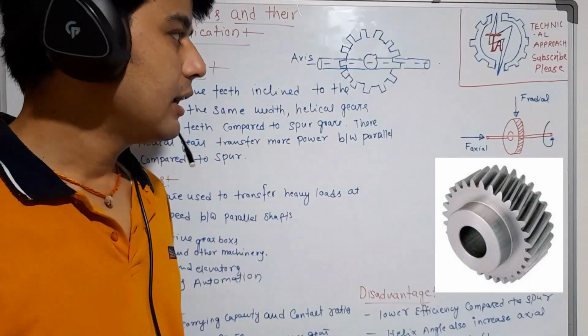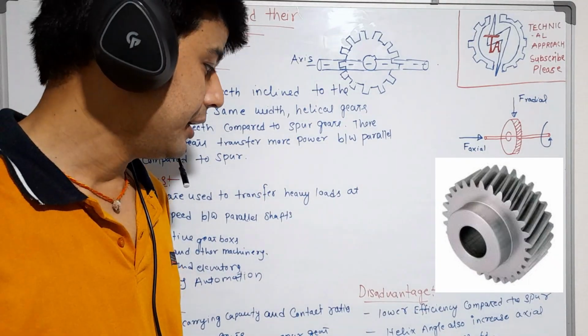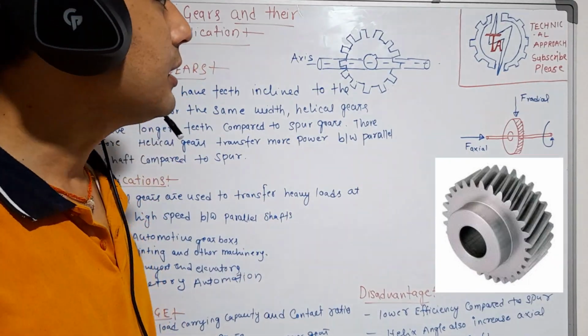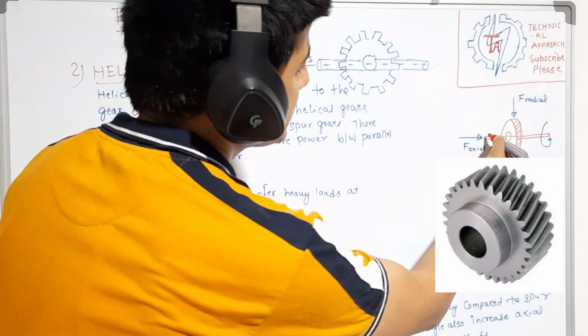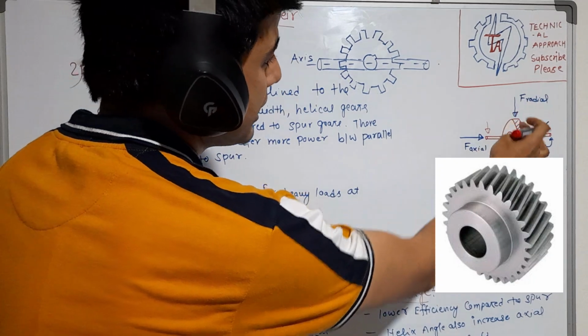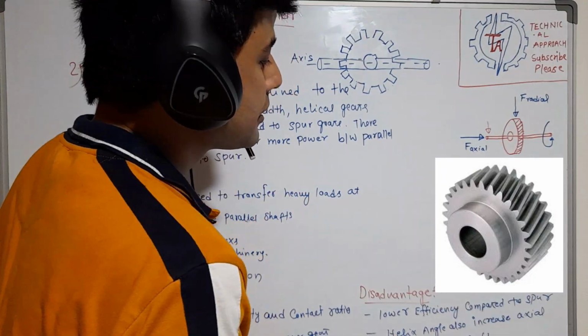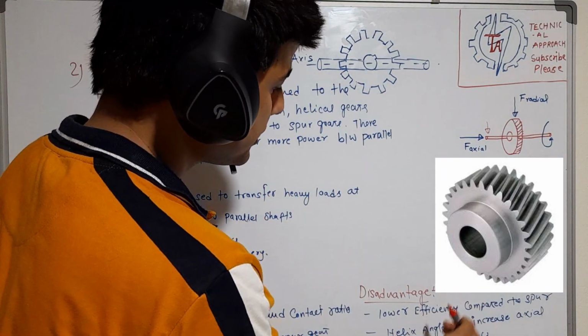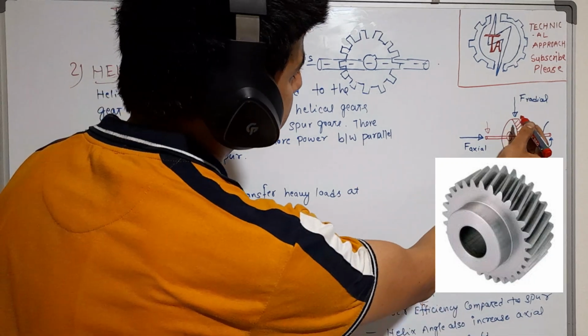Helix angle also increases axial thrust on the shaft. This helix angle creates axial thrust on the shaft.